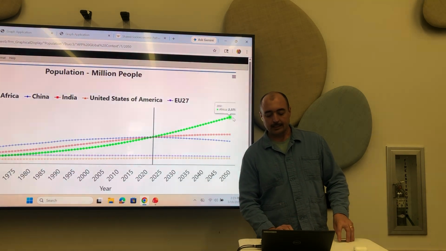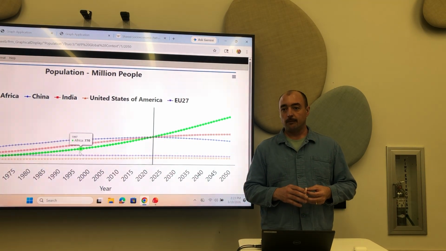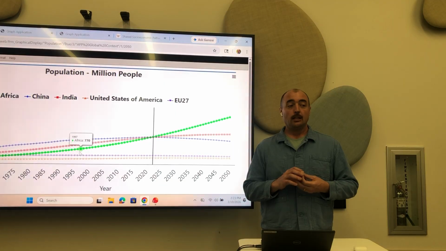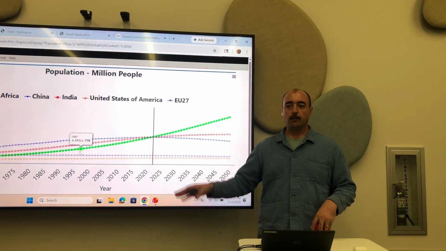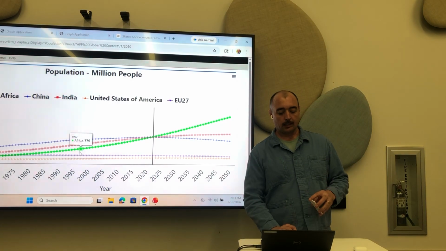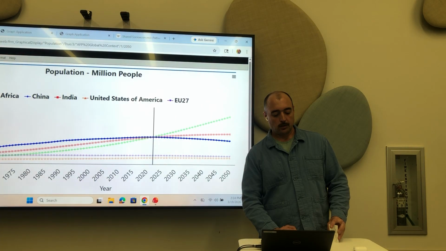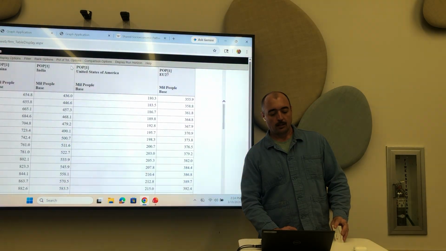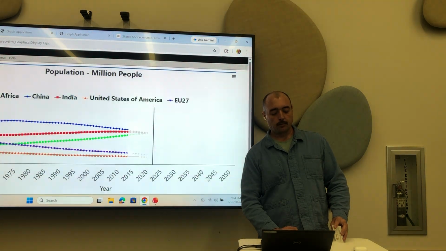So the green is Africa. Now, Africa's not a country, but the African Union wants it to be, and so sometimes we represent it as a country. 55 member states is what we would represent here. We could break it down if we want, but let's just make it a country. China up here, India, the EU, and the US. I'm going to go to percent of total, and make it a percentage of the total distribution.